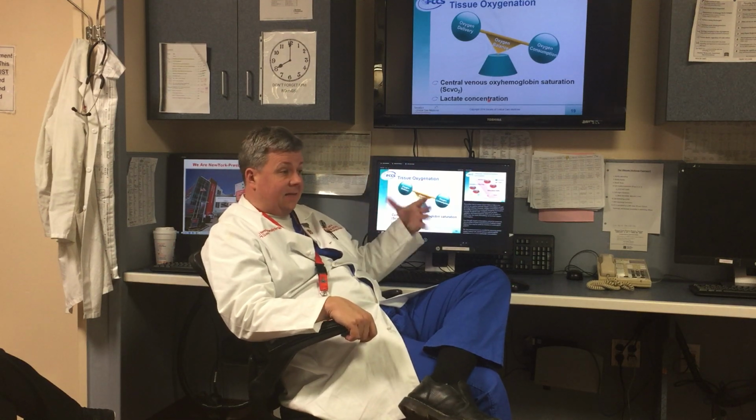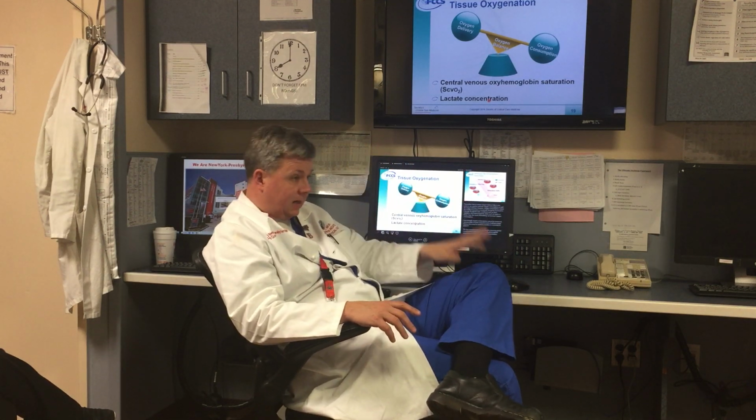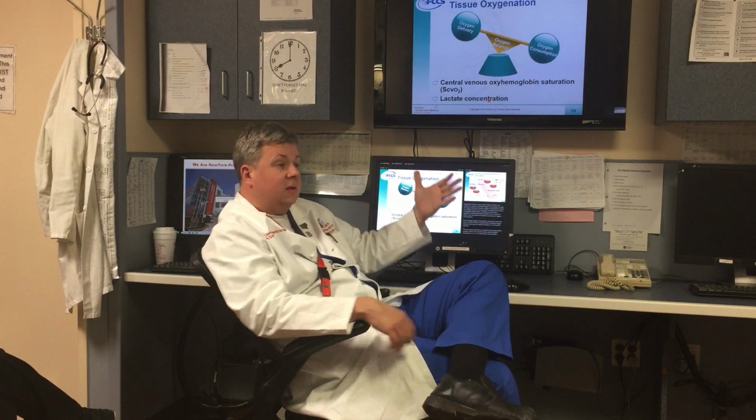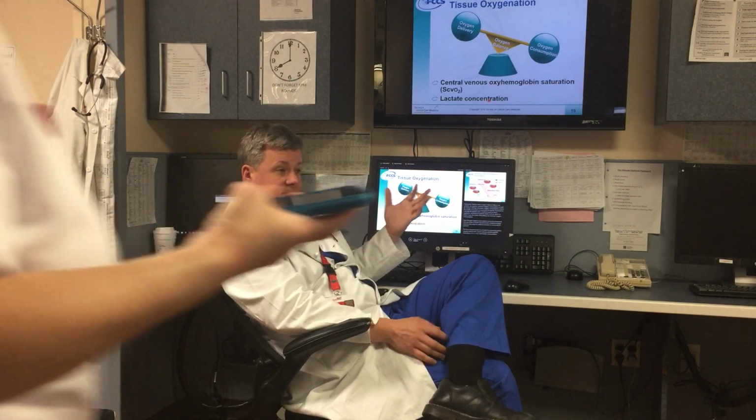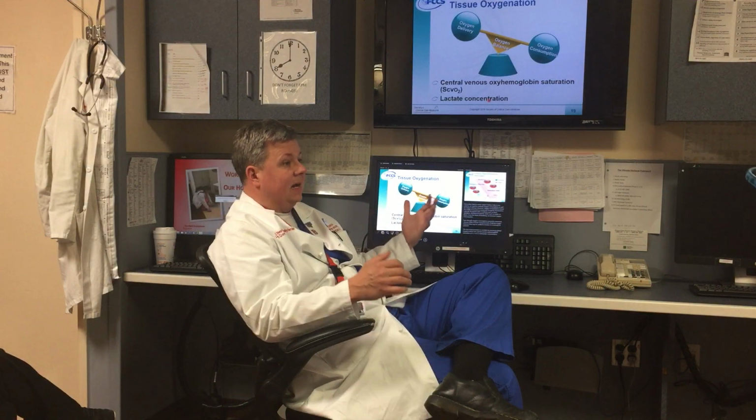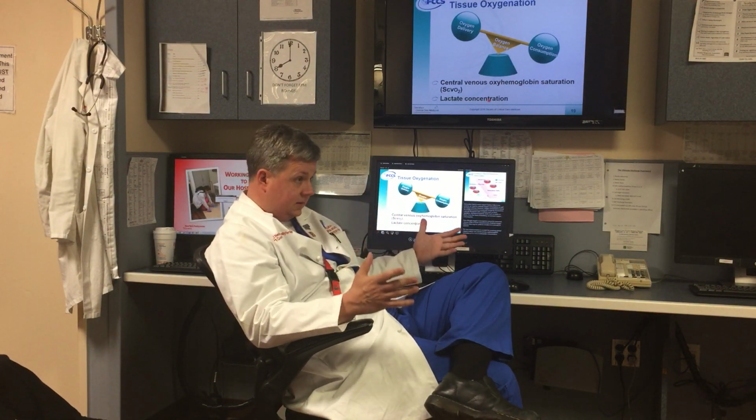They make lactate instead. They do anaerobic metabolism. They don't get as much energy out of it, but the reason they do is because they don't have enough oxygen. So you can look at lactate. If somebody has an elevated lactate, that's a sign of inadequate delivery for what consumption they need.